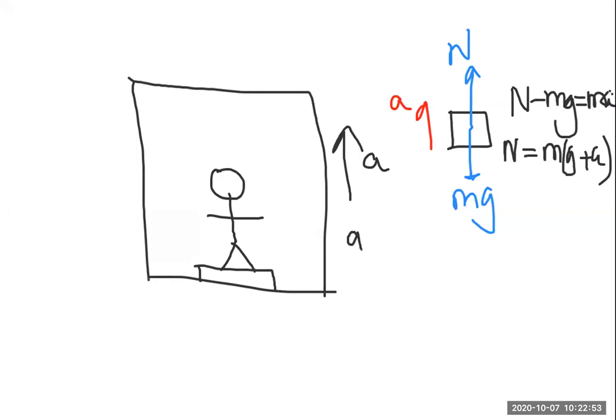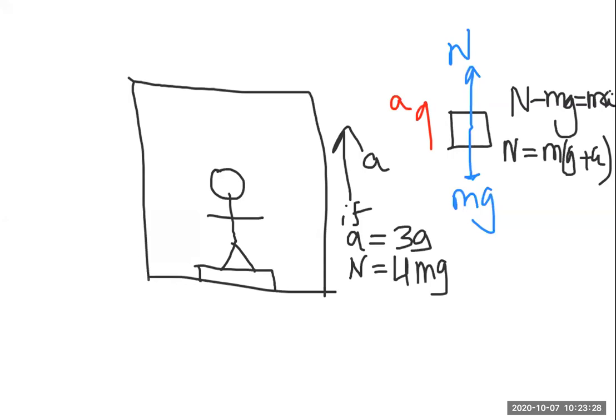Now this has consequences. What if this a is equal to 3g? Then what will be the weight of the person? The weight of the person will be 4mg. That means that if that person was standing on the ground and whatever weight he was experiencing, his own weight, when that person is inside the lift, he will experience 4 times his weight.